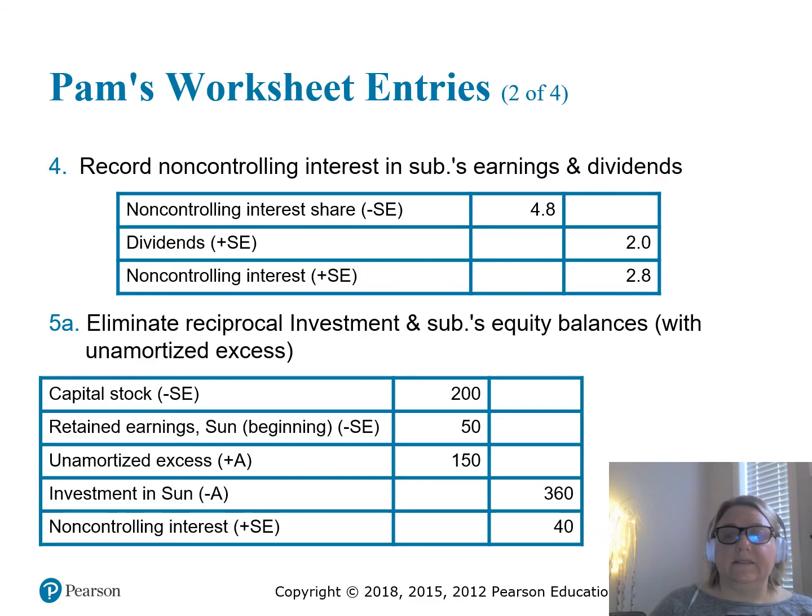Okay, so let's look at the non-controlling interest shares. We're going to go ahead and make that recording right here. And that's going to be their non-controlling interest share. And then we're going to credit the dividends between the income, the share of the income, and the dividends. You're going to credit non-controlling interest. So there's another plug. Okay. Here's our capital stock and retained earnings that's coming out. Remember our unamortized excess calculated from the other page. All right. And then we're going to credit our investment and the non-controlling interest portion.